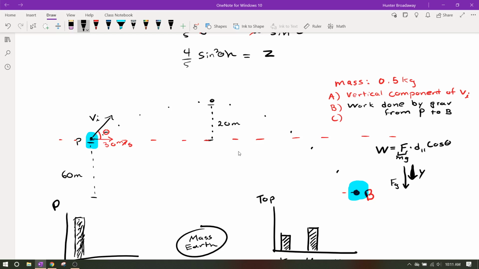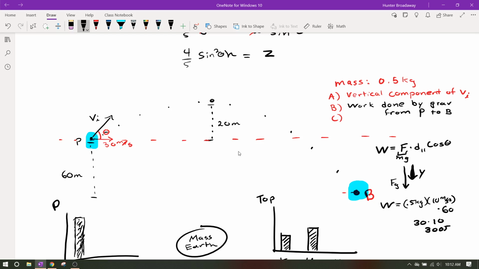Okay, so let's see, mg is 0.5 kilograms times 10 meters per second squared times 60 meters. Half of 60 is 30. 30 times 10 is 300. So it looks like our work done by gravity is 300 joules. Does everybody agree? Okay. That one looks a little bit harder than it actually is.